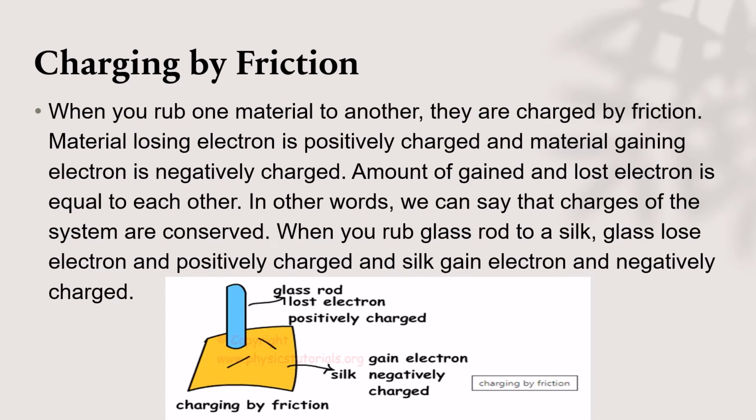When you rub one material to another, they are charged by friction. The material losing electrons is positively charged, and the material gaining electrons is negatively charged. The amount of gained and lost electrons is equal to each other. In other words, we can say the charges of the system are conserved. When you rub a glass rod to a silk, the glass loses electrons and is positively charged, and the silk gains electrons.